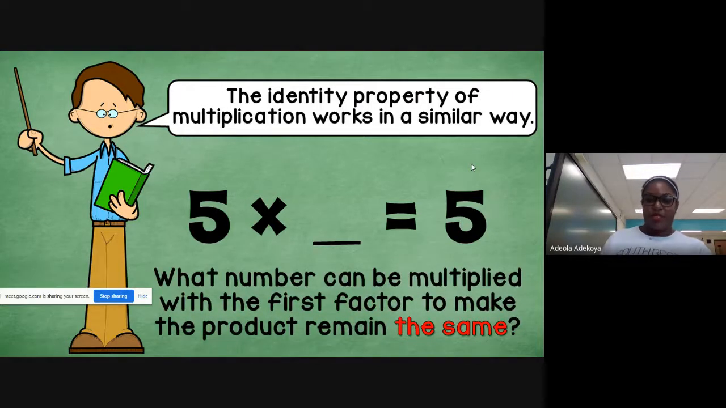All right. So what number can be multiplied with the first factor to make the product the same? 1. 5 times 1 is 5. So remember, we're working on the identity property. And identity, I'm thinking of like a mirror and a reflection, so that the reflection of the factor is the same as the product.